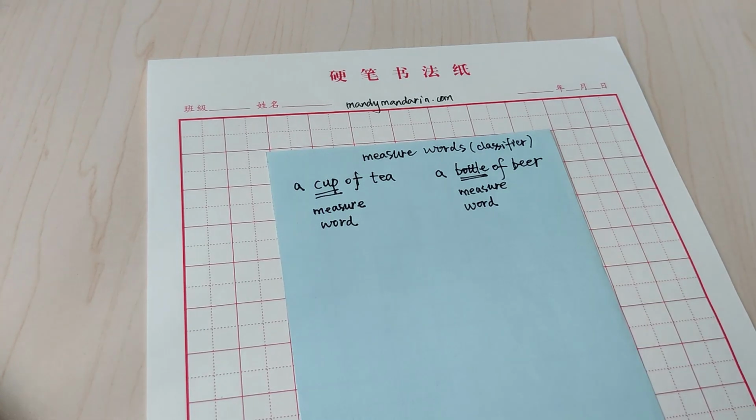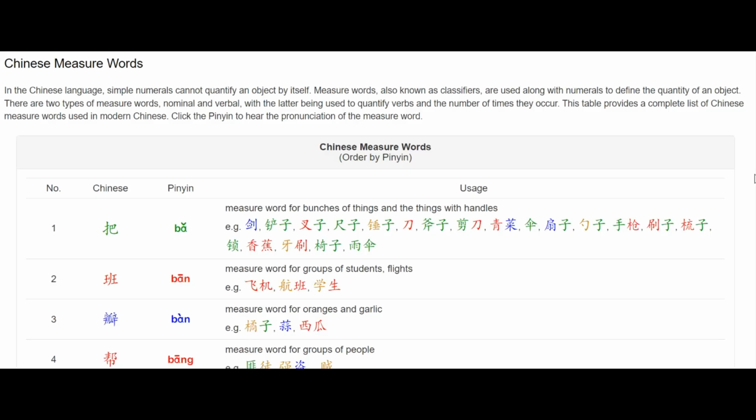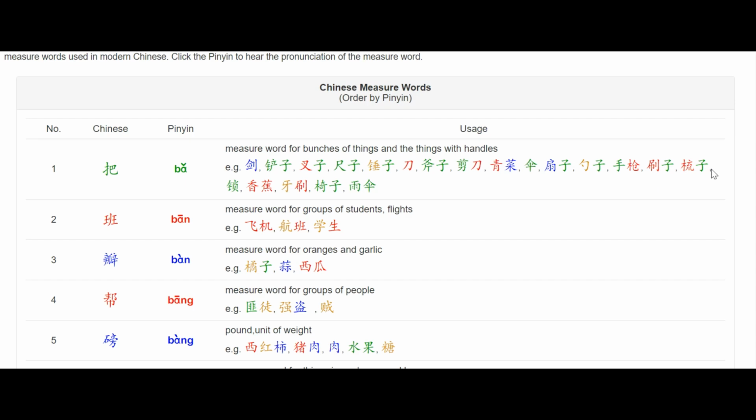To be honest, there's not many measure words in English, but there are more than 200 different measure words in Chinese. So here is a website of it. You can check it out. I will drop the link down below in the description box. So you might be saying, oh my God, that's a lot. Like, how come it could be so much?